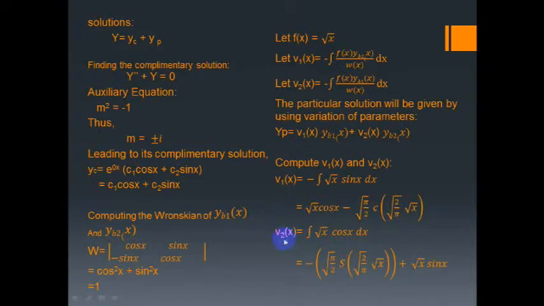v2 of x is equal to the integral of square root of x times cosine of x dx. Evaluating this, you'll get negative square root of pi over 2 times S times the quantity of square root of 2 over pi times square root of x plus square root of x sine x.